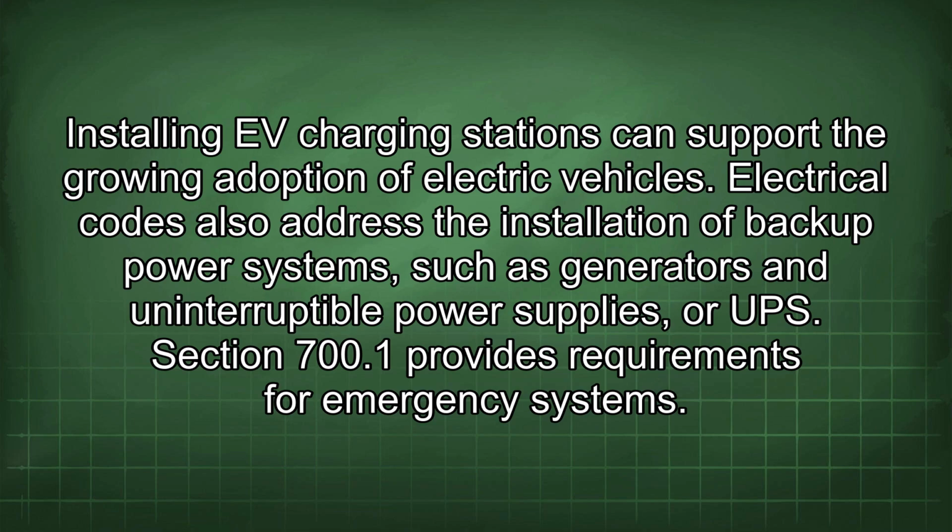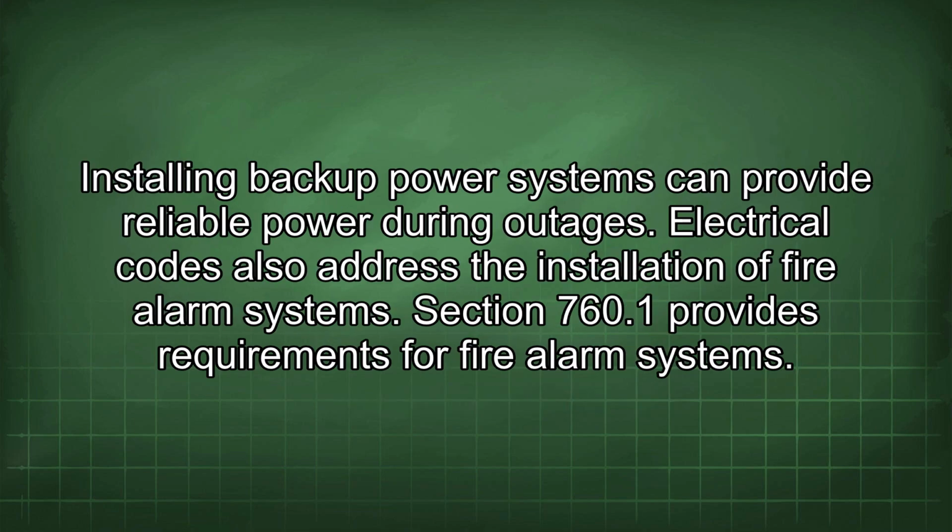Electrical codes also address the installation of backup power systems such as generators and uninterruptible power supplies, or UPS. Section 700.1 provides requirements for emergency systems. Installing backup power systems can provide reliable power during outages.